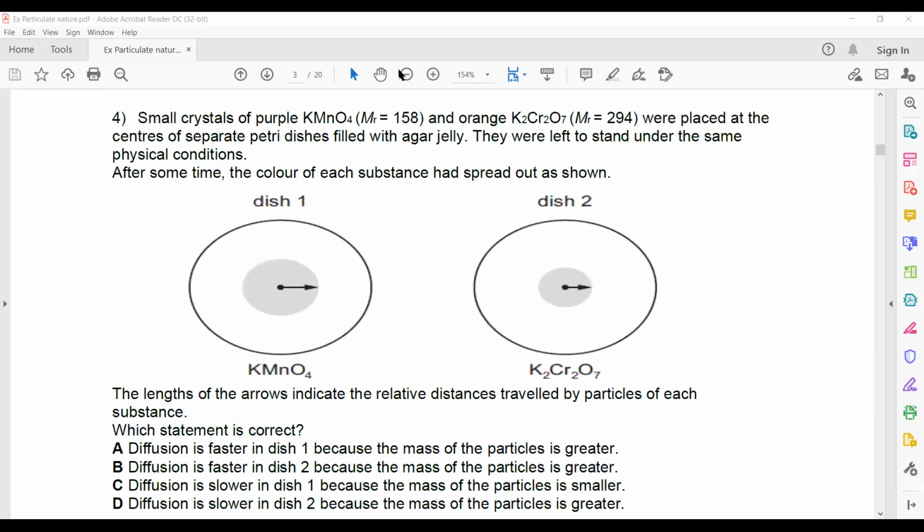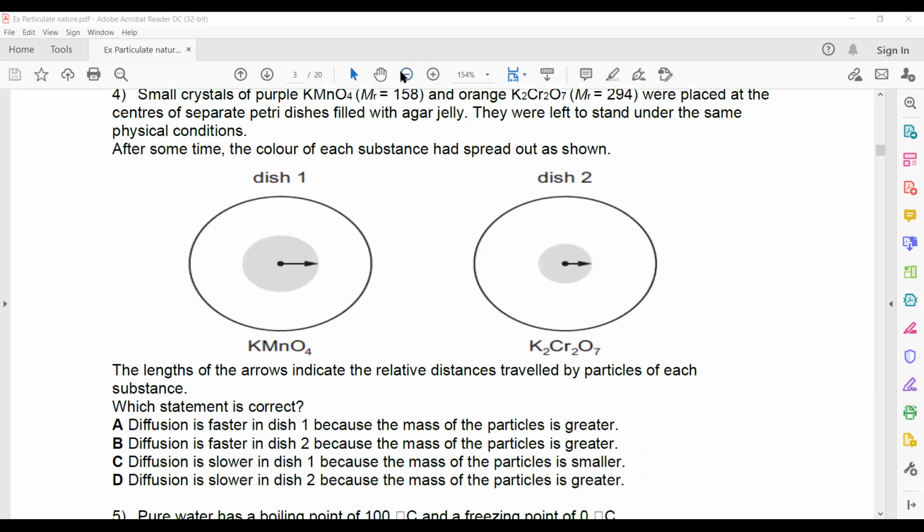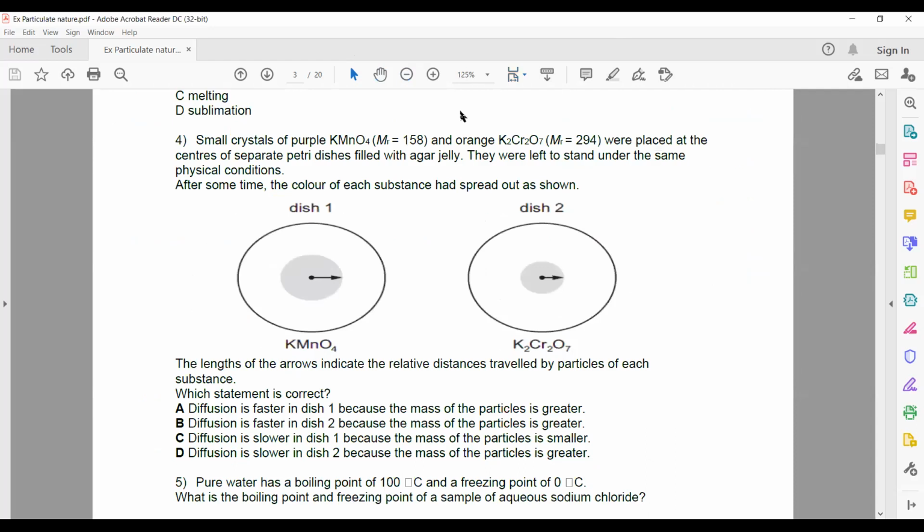Moving on to the next question. Question 4. In this question, small crystals of purple potassium manganate, KMnO4, and orange crystals of K2Cr2O7, that's called potassium dichromate, were placed at the center. So first we place both crystals at the center in separate petri dishes, petri dish 1 and 2, filled with agar jelly.